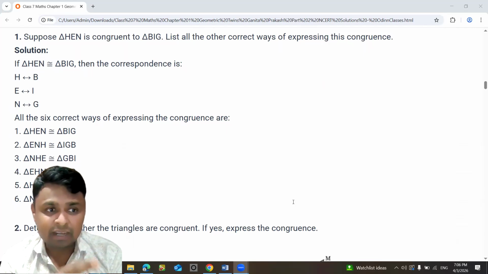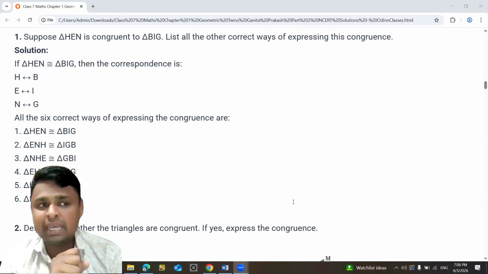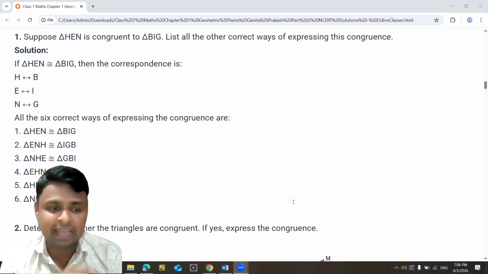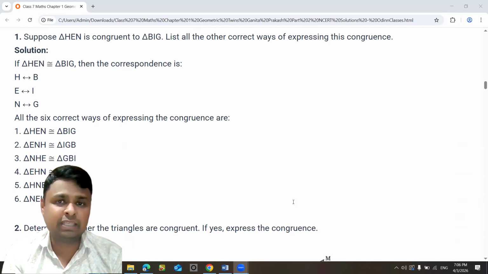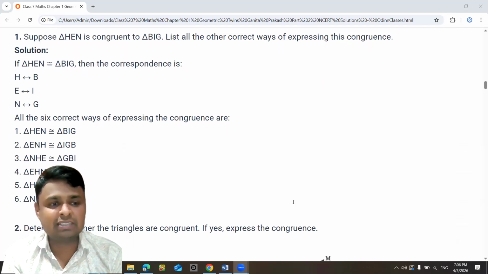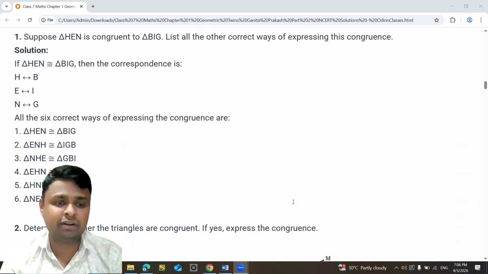Look up. In front of N, G should be there. In front of E, I should be there. In front of H, B should be there. Like this, you write down the 6 ways of representing the triangles. Now, similarly, you can see the rest of it.